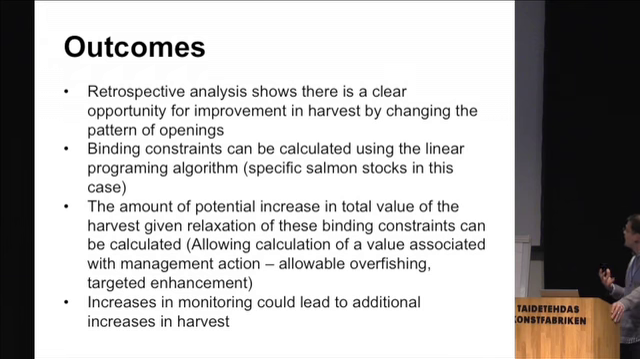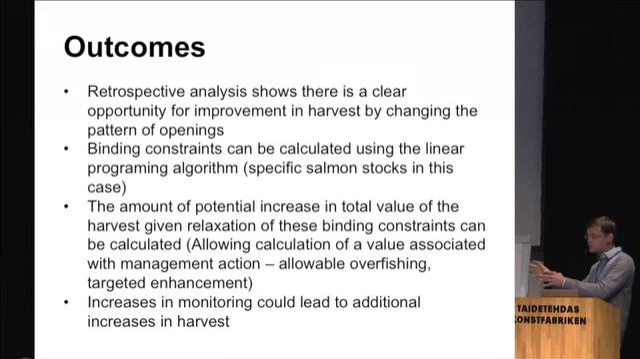There are some other outcomes that you can get out of this. I mentioned that you see opportunities for improvement in current harvest management by changing the pattern of the openings. One of the neat things about the linear programming algorithm is it will highlight for you the binding constraint. So if there's one particular stock that is always limiting your harvest, you can identify what it is. And then it can be targeted for specific, perhaps enhancement or other management action. With that, you can also calculate the increase in total value of the harvest given relaxation of those binding constraints, and that will let you value something.